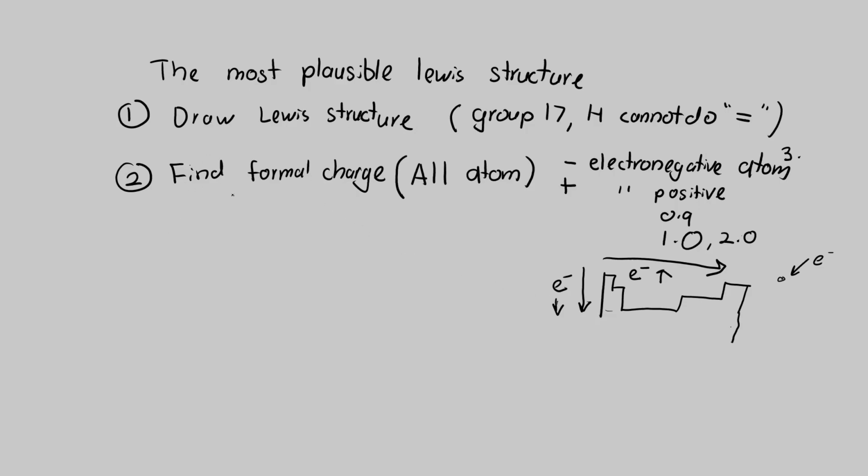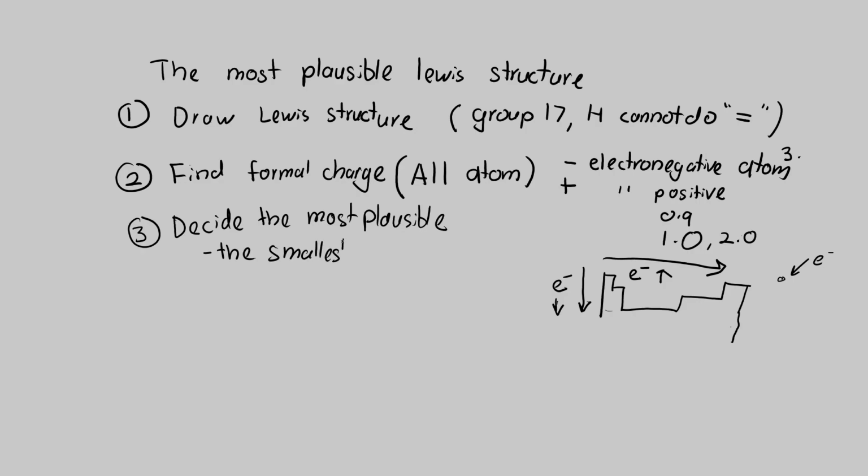Lepas you find formal charge, barulah you can decide the most plausible Lewis structure. Okay, the most plausible is you should ambil the smallest formal charge. Boleh, kalau banyak kosong lagi better.